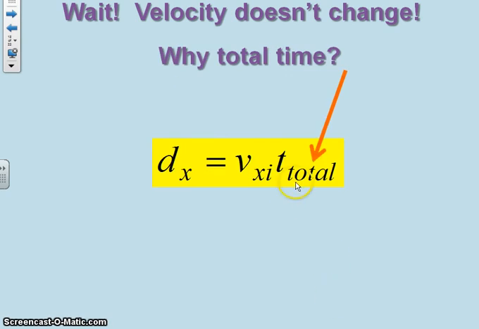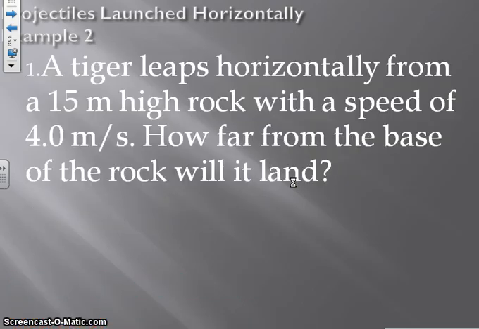Why do we use the total time? Otherwise it doesn't make sense. It's not like doing vertical motion where the time traveling on the way up might give us a different result or might be useful in a different way from the time traveling on the way down.